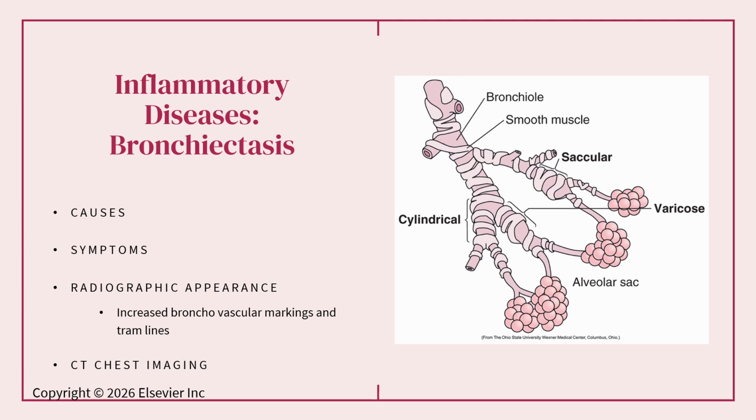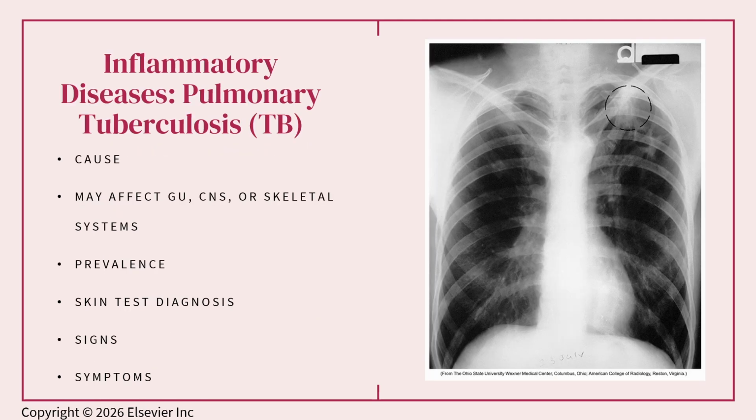Individuals may experience a chronic cough, but patients can remain asymptomatic. Individuals can also experience pleuritic pain, recurrent fevers, wheezing, and shortness of breath. A chest X-ray demonstrates increased bronchial markings and parallel lines outlining the dilated bronchi, which are called tramlines. A high-resolution CT is the modality of choice to visualize the disease. Pulmonary tuberculosis, or TB, is an infection caused by the inhalation of Mycobacterium tuberculosis.